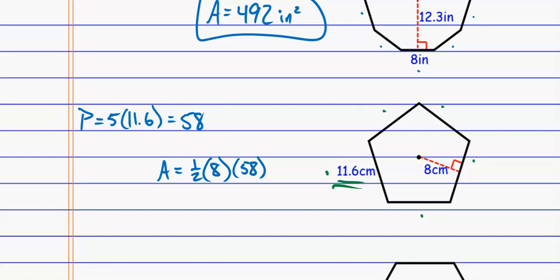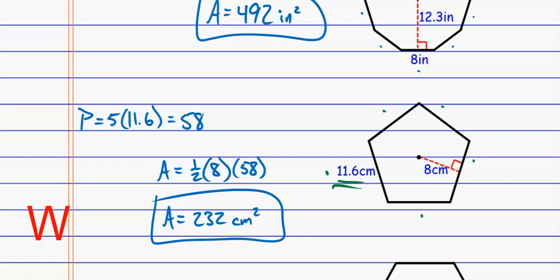And again, I can do this on my calculator. Okay, so that gives me an area of 232, and again, that's centimeters this time squared, so square centimeters. Okay, so again, 1/2 the apothem times the perimeter.